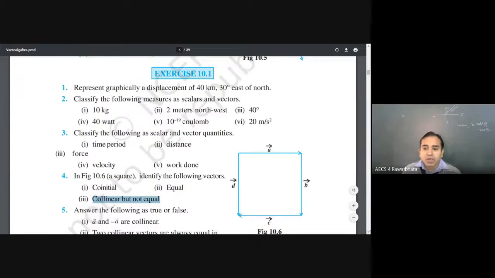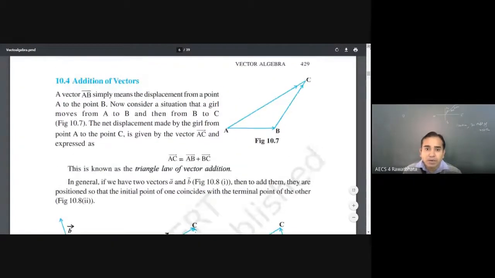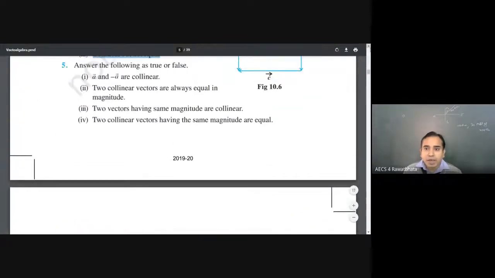Although they are easy, please write them in your notebook, right? Easy does not mean you skip them. Please write them because you may have doubts.